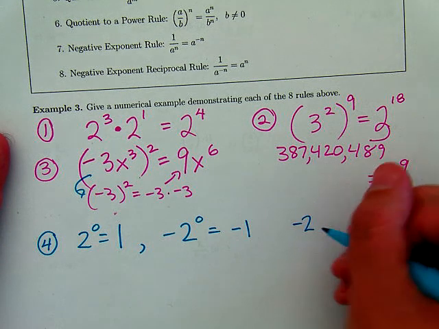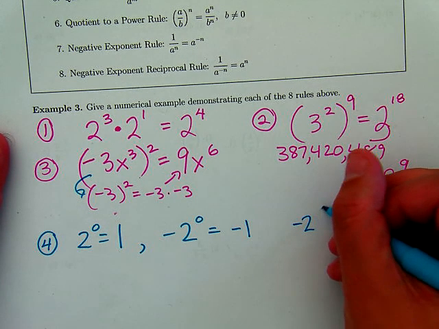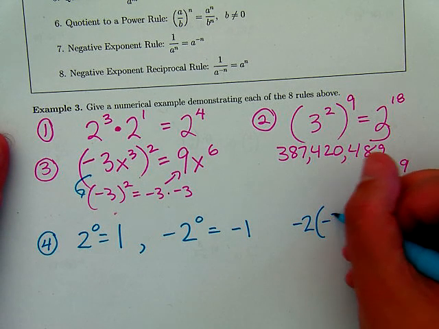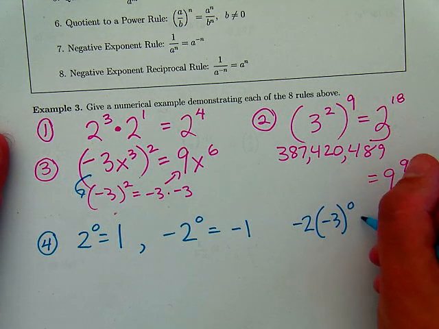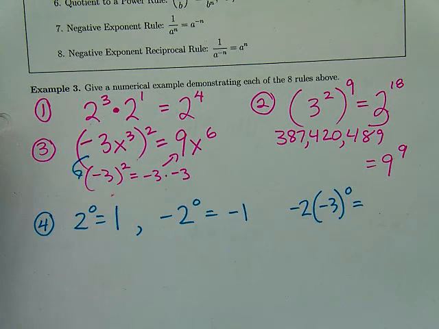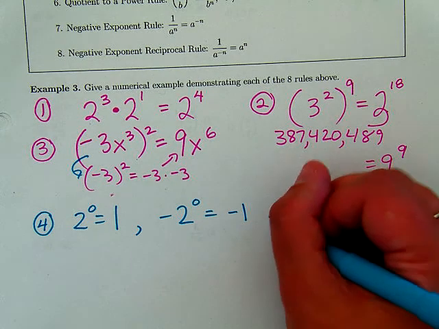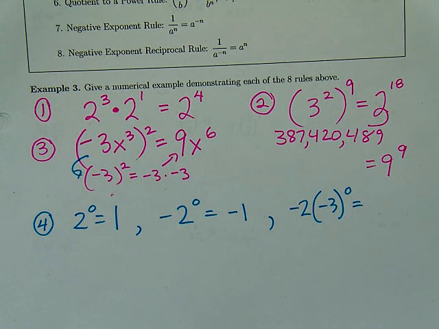What if I had negative 2 times negative 3 to the 0 power? Any thoughts about that one? It's a separate problem. Just giving another example.